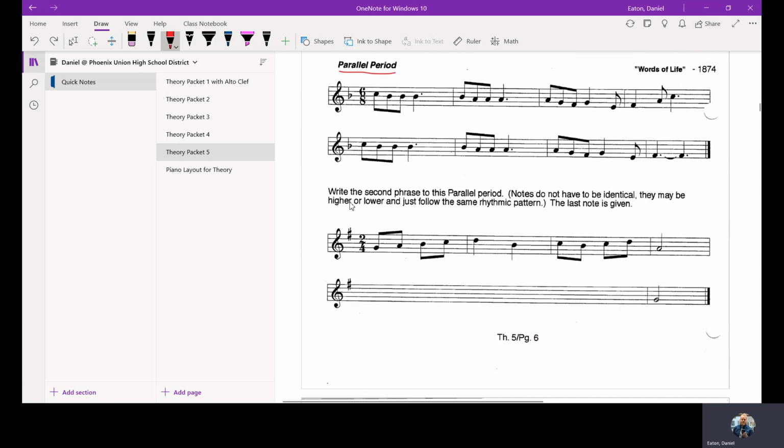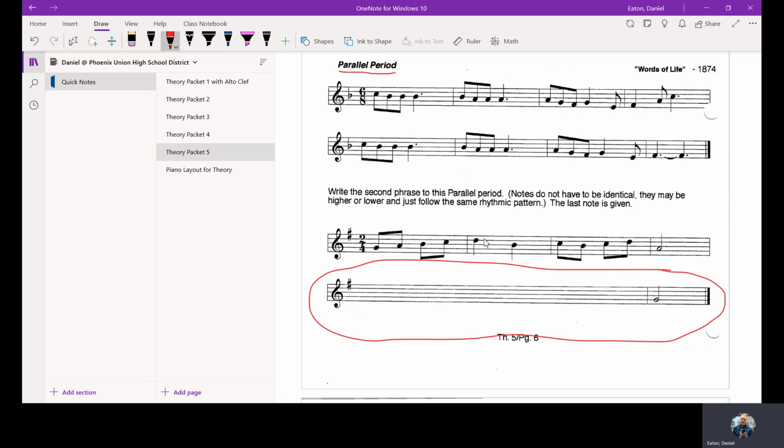So now that we know this information, now it says write the second phrase to this parallel period. Again, the notes do not have to be identical. They may be higher or lower and just follow the same rhythmic pattern. The last note is given. Okay, so a couple of things we need to consider while we're doing this, and this is actually going to be something that you're going to construct. I'm not going to construct this for you, but I will give you some hints so you can actually get this constructed.